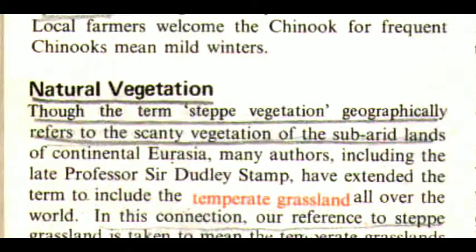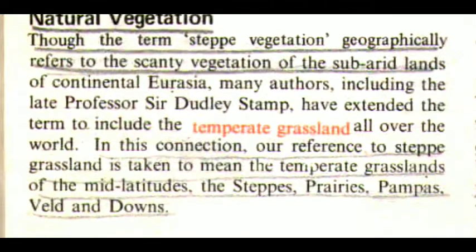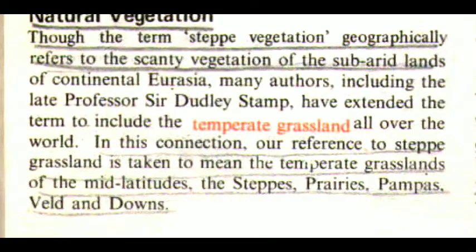Now we are going to read natural vegetation. Though the term steppe vegetation geographically refers to the scanty vegetation of the sub-arid lands of continental Eurasia, many authors, including the late Professor Sir Dudley Stamp, have extended the term to include the temperate grassland all over the world. In this connection, our reference to steppe grassland is taken to mean the temperate grasslands of the mid-latitudes: the steppes, prairies, pampas, veld and downs.